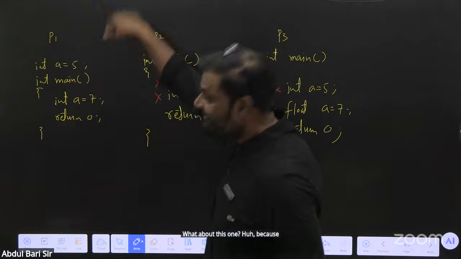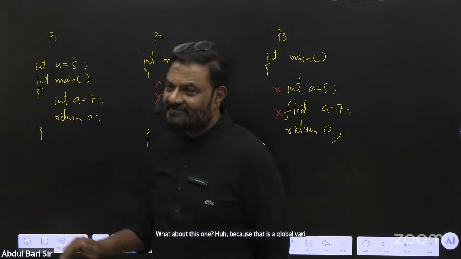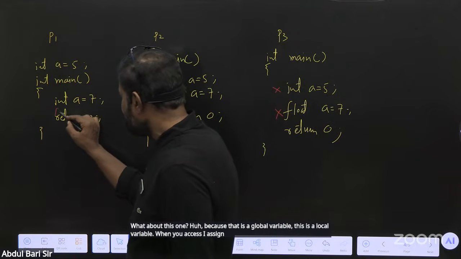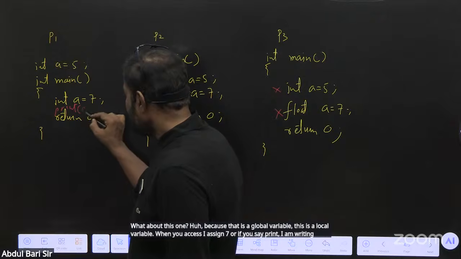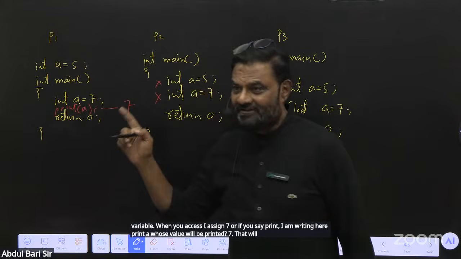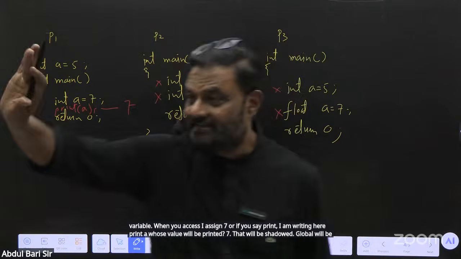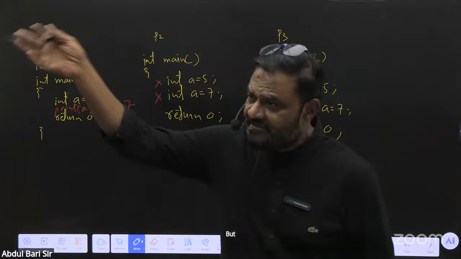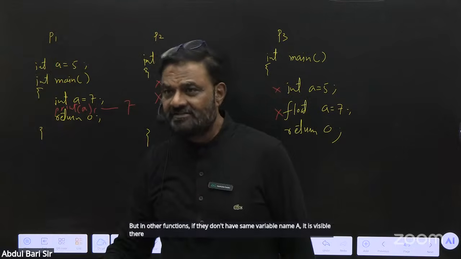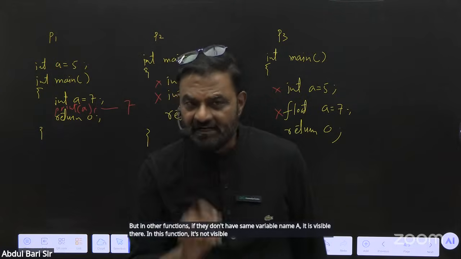Because that is a global variable, this is a local variable. When you assign 7, or if you say print A, whose value will be printed? 7. That will be shadowed. Global will be shadowed, hidden. But in other functions, if they don't have same variable name A, it is visible there. In this function, it's not visible. So you write down in the description.